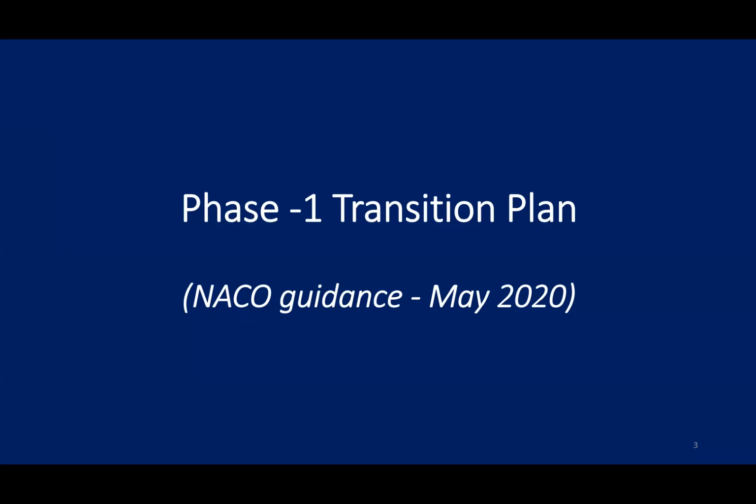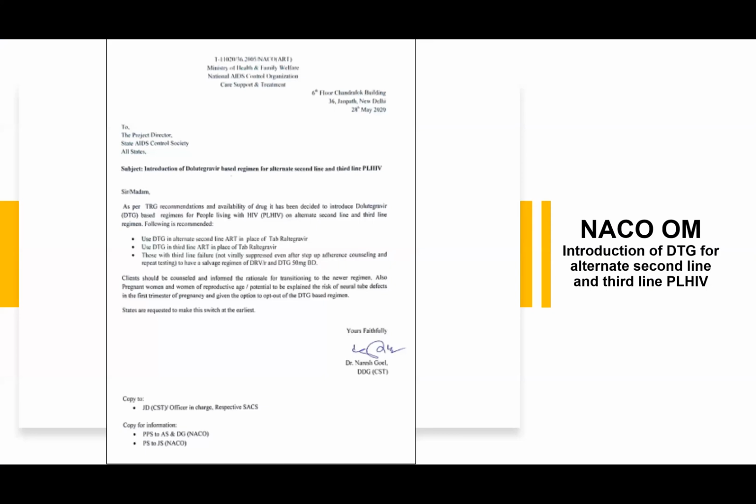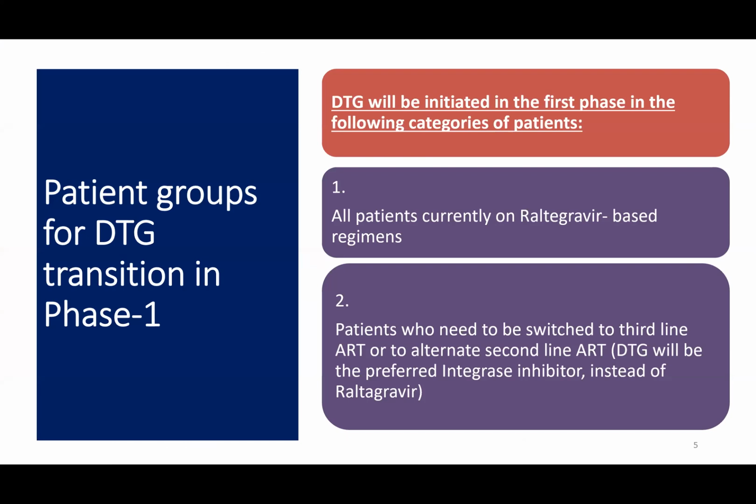This we had discussed earlier, the phase 1 transition plan, for which a letter was released from NACO in April or May 2020. As per this letter, the patient groups for DTG transition were two. DTG means dolutegravir, which is an integrase inhibitor drug, and this was initiated in the first phase in these two categories.